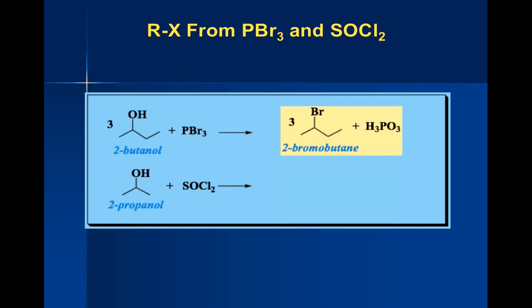So notice the ratio, 3 to 1. That's kind of convenient, right? We don't need a whole lot of PBr3. We only need 1/3 of it. What do you know about the phosphorus-oxygen bonds in terms of their strength? How do you know that?